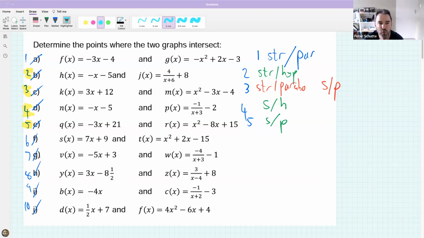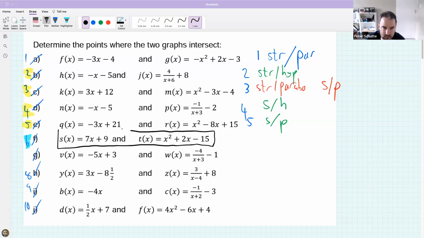Now, for number 6 and number 7, I want you to find me the intersection points between these two functions. Let's just start with number 6. In fact, let's forget about number 7 for now. I want you to find me the intersection points, if there are any, between these two functions. What I'd love from the class is to know: what is my first step going to be when I have to find intersection points of two functions?